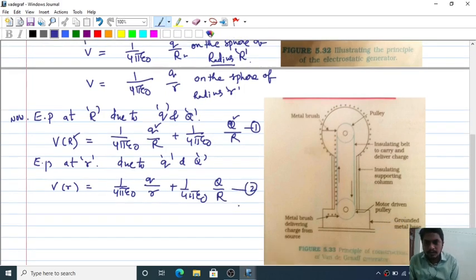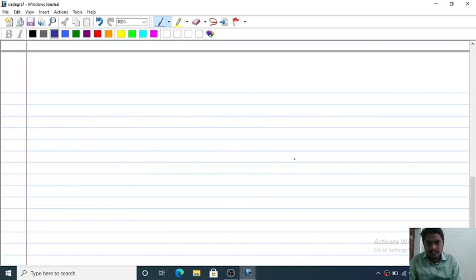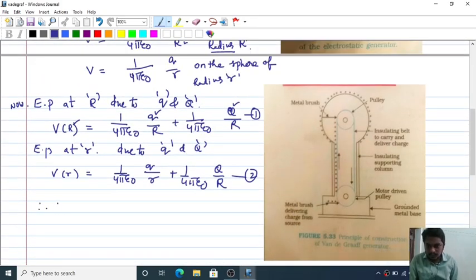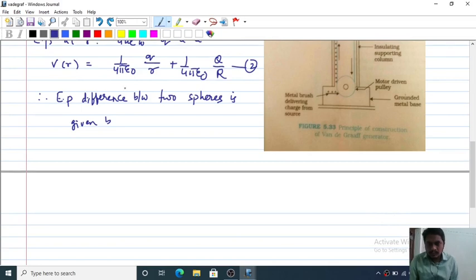Therefore I want to find the potential difference between the smaller and bigger spheres. I calculated the electrical potential at capital R and at small r. Now the potential difference between the two spheres is given by V of small r minus V of capital R.